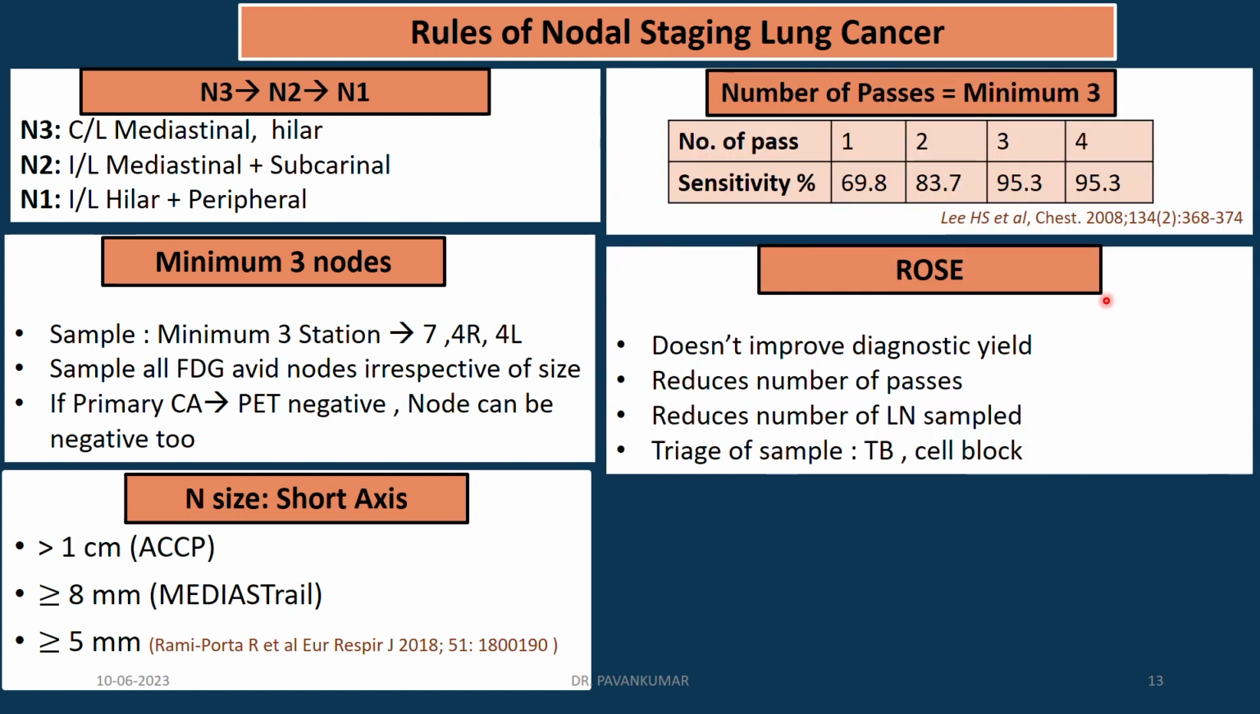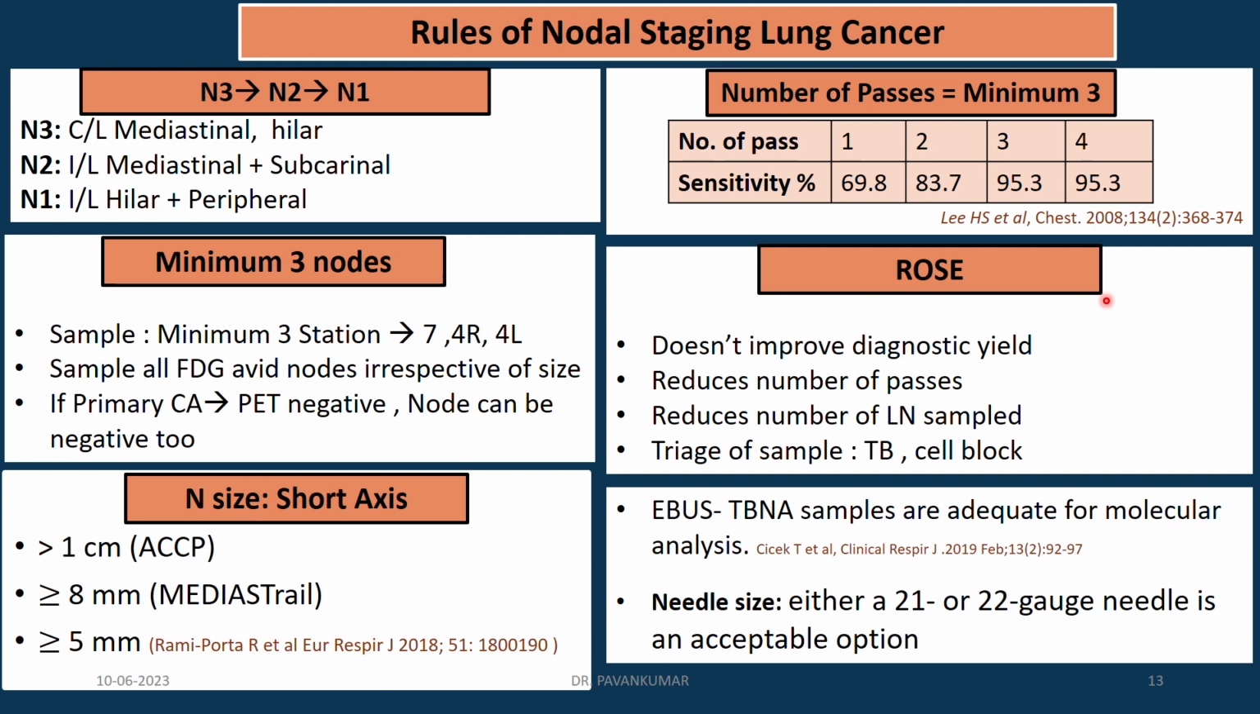Whether to do ROSE or not depends on availability, but it will definitely reduce your number of passes. If your first pass comes positive on N3, you will stop the procedure, so your time is saved. That's how ROSE is applicable in lung cancer. Also, if it shows granuloma, a coexisting TB can be considered, or tumor granuloma can be considered, and you can send these samples for microbiology. So that's the benefit of having ROSE.